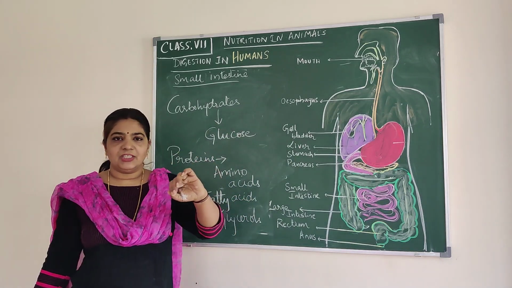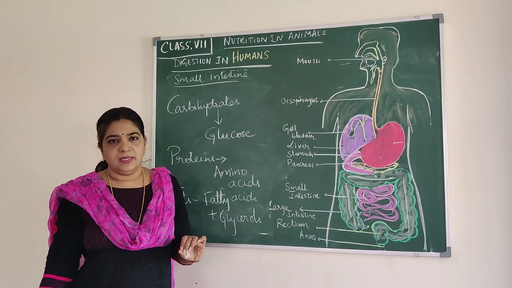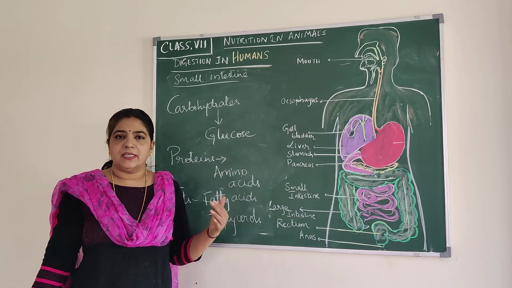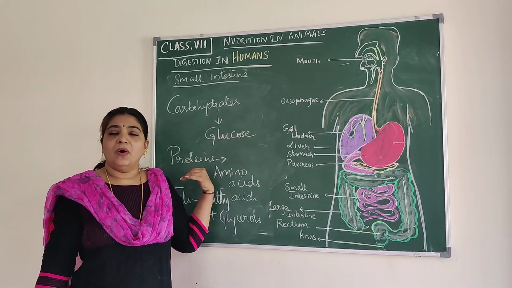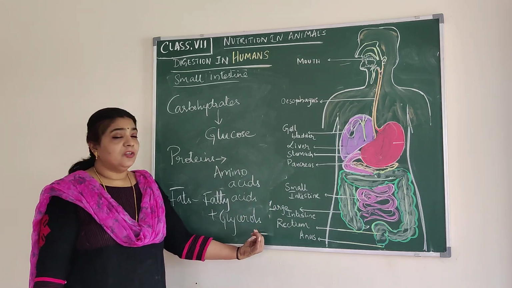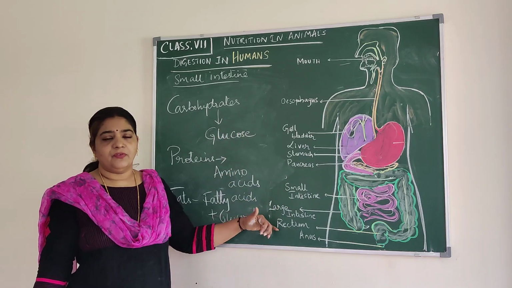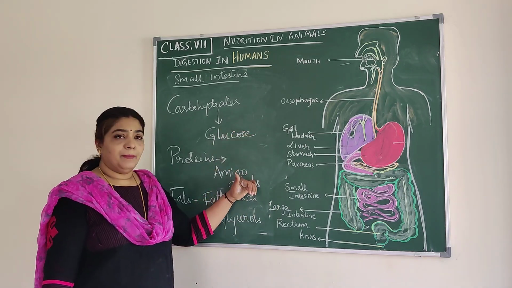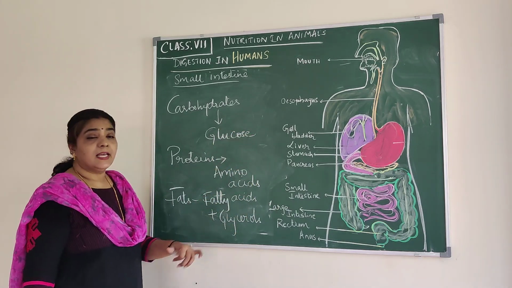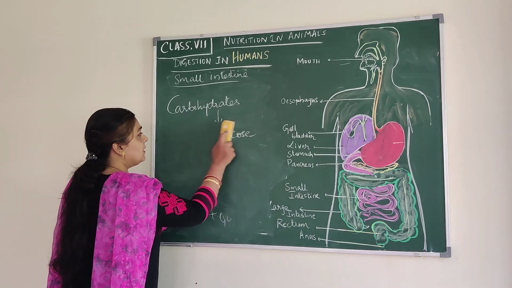So where is the digestion completed? In the small intestine. All the carbohydrates get converted into glucose, all the proteins will be converted into amino acids, and the fats will be converted into fatty acids and glycerol. So which is the simplest form of all this food? Glucose, amino acids, fatty acids and glycerol.